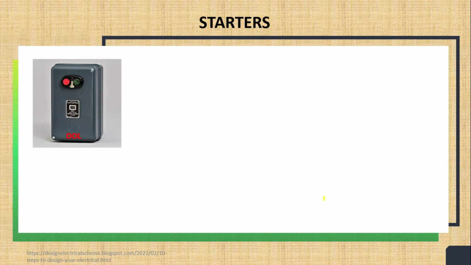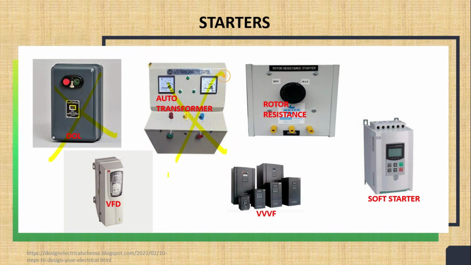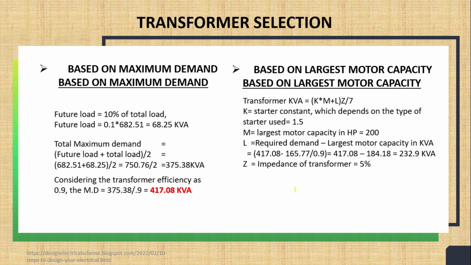As the motor is of higher capacity, we don't recommend DOL starters. The problem of star delta starter, resistance starter and auto transformer starters is that they cause considerable power loss, especially when they are connected to motors with a higher capacity. And VFD, VVF starters are used for special purposes, especially where frequent speed changes are required in a system, and they are pretty expensive compared to the soft starters. So here we can choose a soft starter for the starting purpose. So in this equation, the value of K will be 1.5.